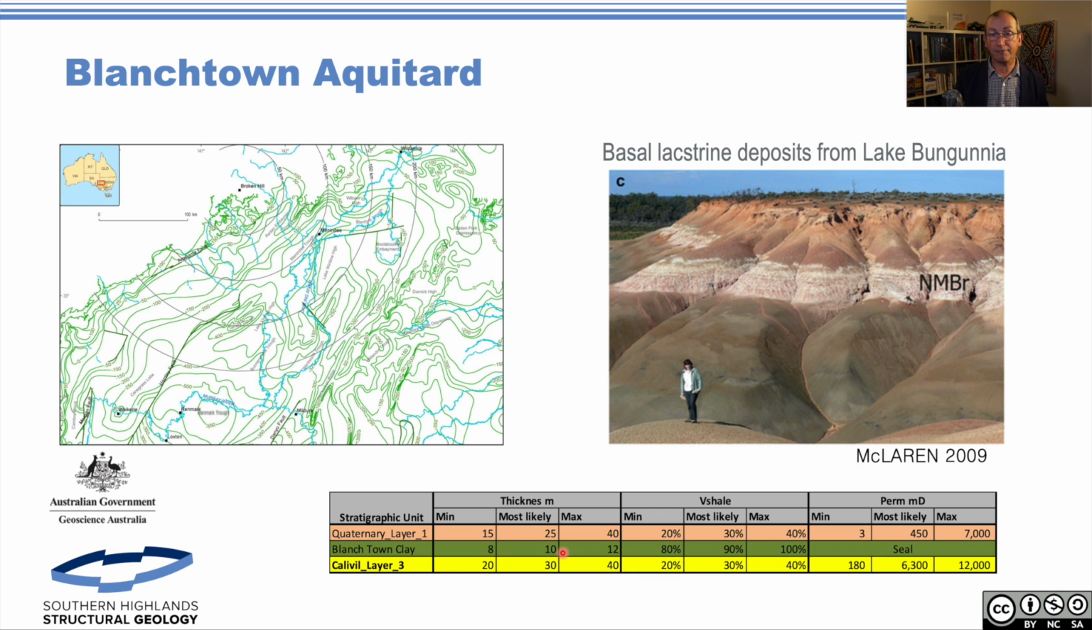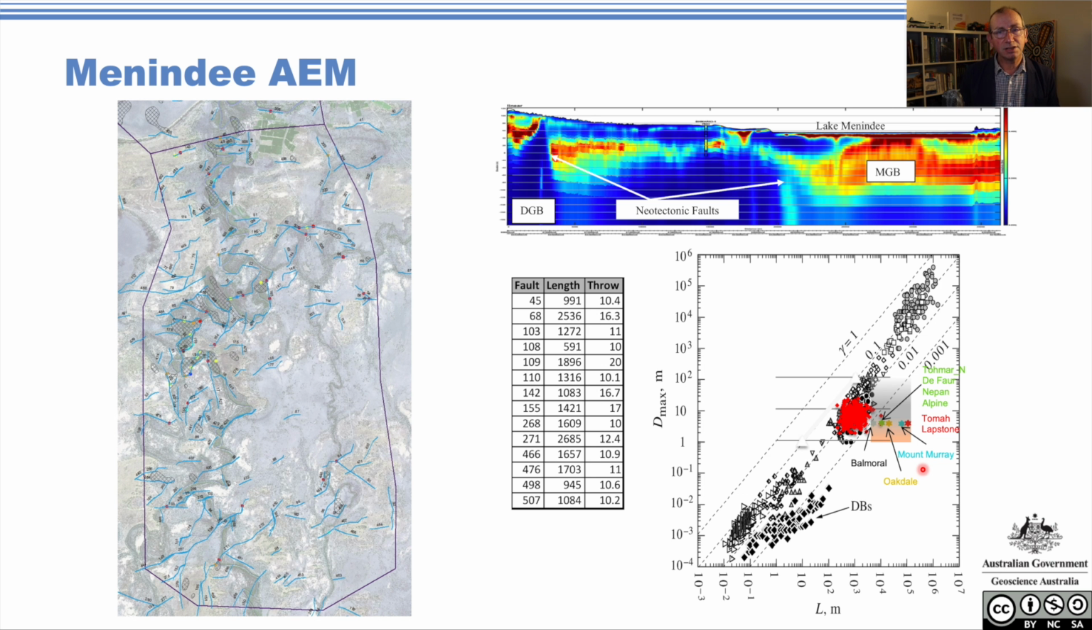Go and have a look at McLaren's work. It gives a really nice idea about how big this lake is. It's a great story. From the airborne AEM, airborne electromagnetics, a helicopter flies up and down over this with an electric source and a coil to receive. We can start to see where the Blanchetown clay is, and we can see the difference in the surface aquifer and the deeper aquifer.